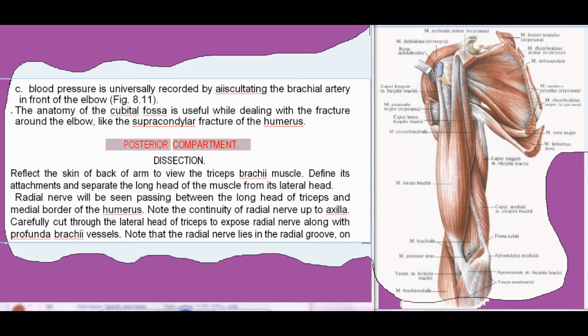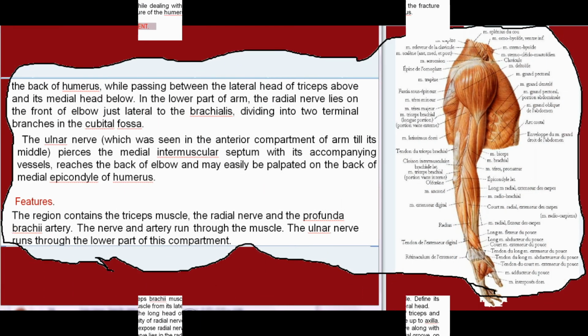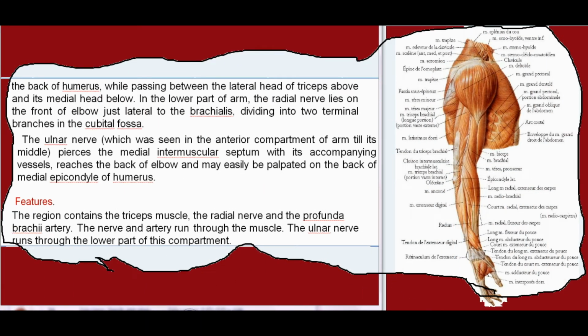Dissection. Reflect the skin of the back of the arm to view the triceps brachii muscle. Define its attachments and separate the long head of the muscle from its lateral head. The radial nerve will be seen passing between the long head of triceps and the medial border of the humerus. Note the continuity of the radial nerve up to the axilla. Carefully cut through the lateral head of triceps to expose the radial nerve along with the profunda brachii vessels. Note that the radial nerve lies in the radial groove, on the back of the humerus, while passing between the lateral head of triceps above and its medial head below.